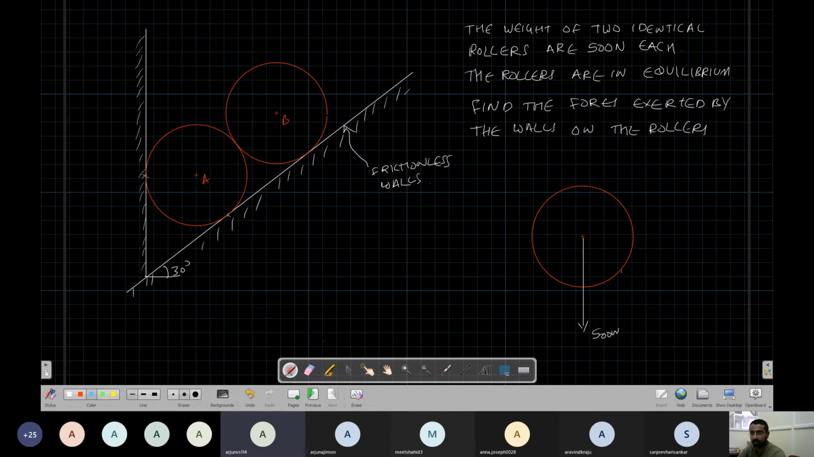So this is one contact. Let's say this is another contact. So it will be radial, towards the radius. So I'll call this N1. So this is N1. ഇവിടെ N1 ആണ്. N2.